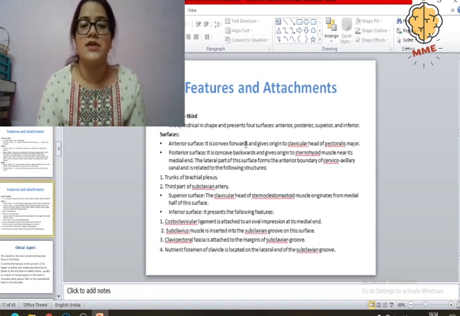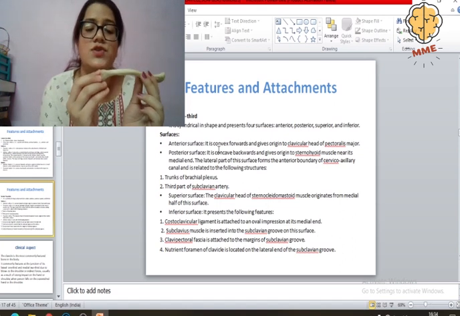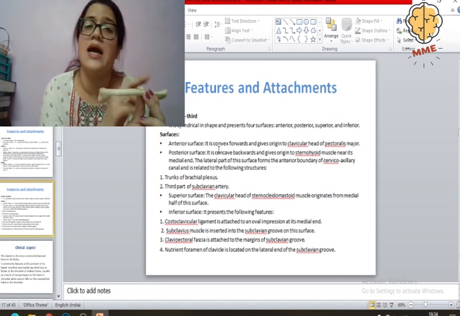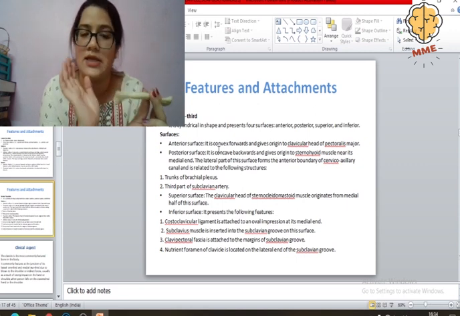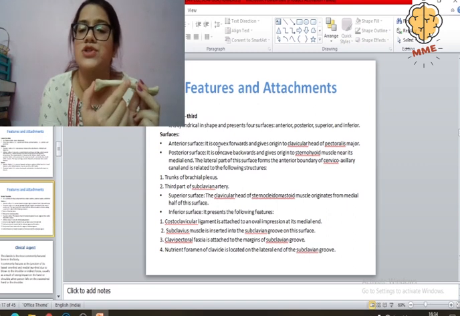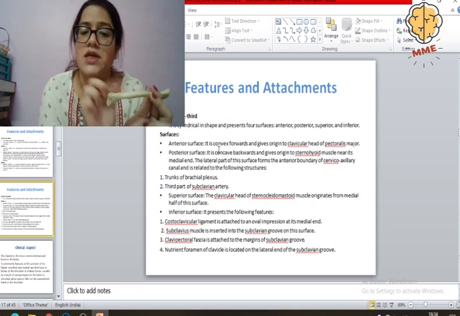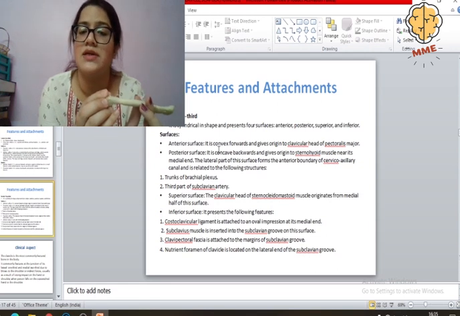Now, the features and attachments, medial 2/3. It is cylindrical in shape and presents 4 surfaces. Over here, we had 2 surfaces, 2 borders. Here, we have 4 surfaces. Superior, inferior, anterior, posterior. Simple as that. Anterior surface is convex forwards and gives origin to the clavicular head of pectoralis major muscle. Posterior surface is concave backwards, opposite to the lateral 1/3 and gives origin to the sternohyoid muscle near its medial end.